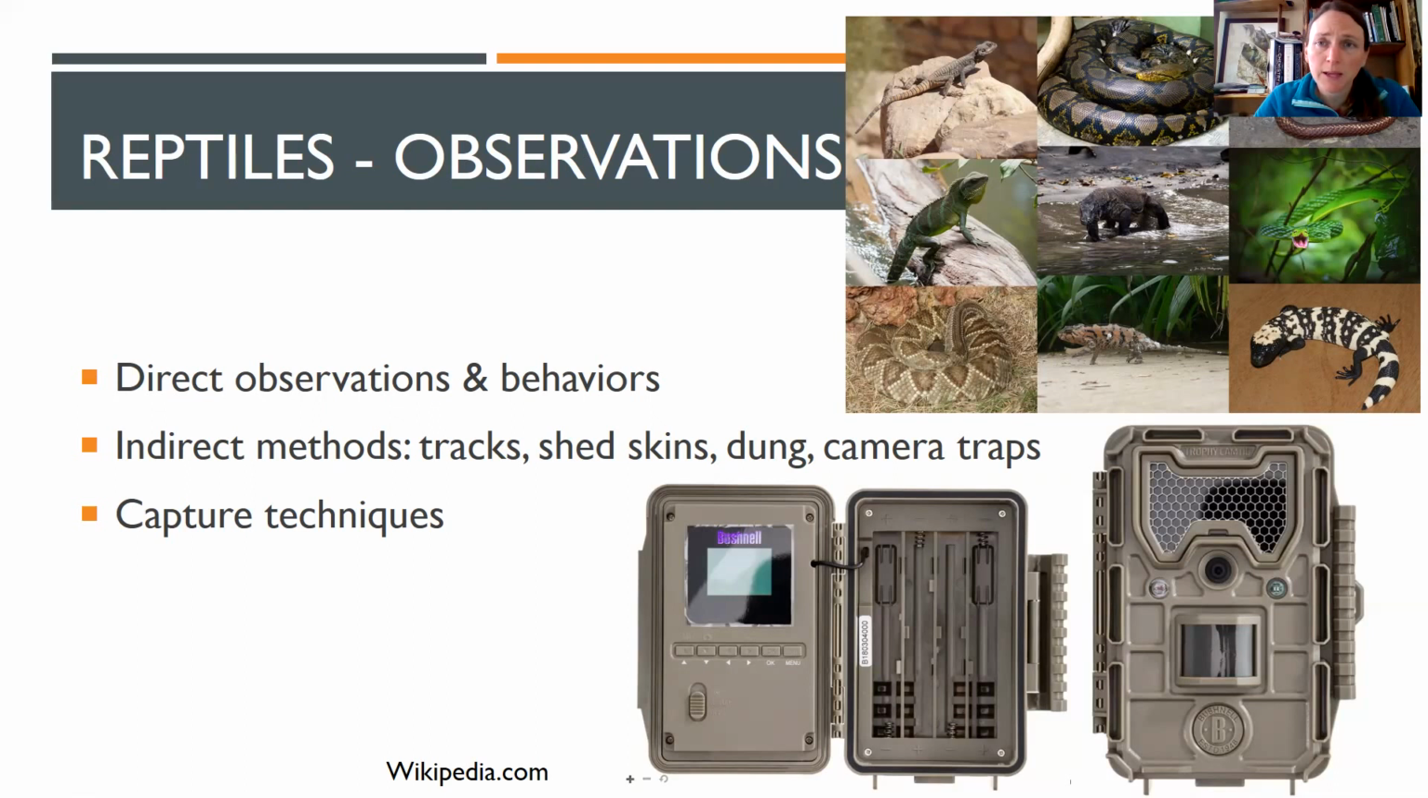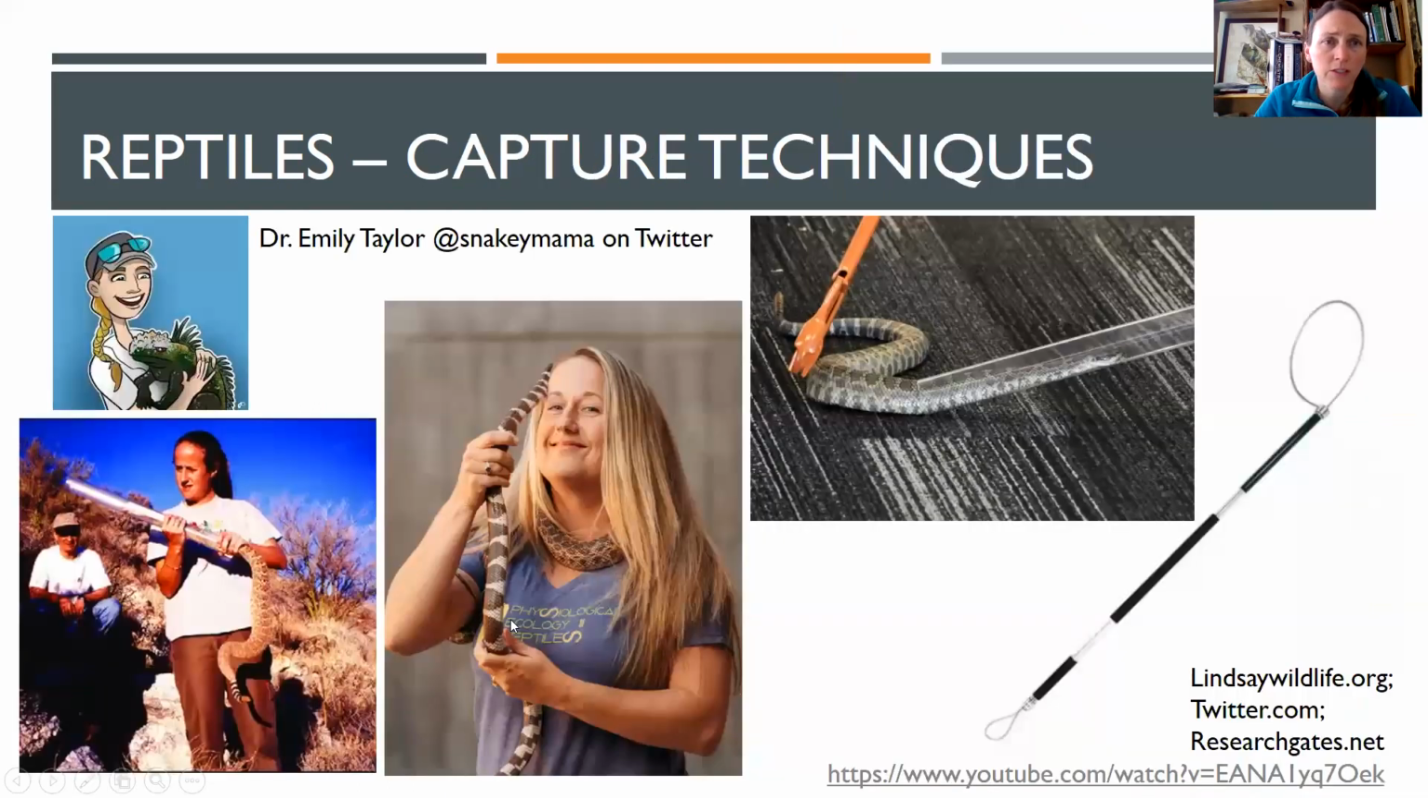You can use some of the same capture techniques for reptiles as you can for amphibians, but some are a little different. These are pictures of Dr. Emily Taylor, who you can follow on Twitter, always posting really cool pictures and things about snakes. She studies rattlesnakes in particular. Here you can see her using a grabbing tool to interest the snake into going up a plastic tube. Once the dangerous parts of the snake are in the plastic tube, you can make really careful observations about the snake and it's not a danger to anyone.